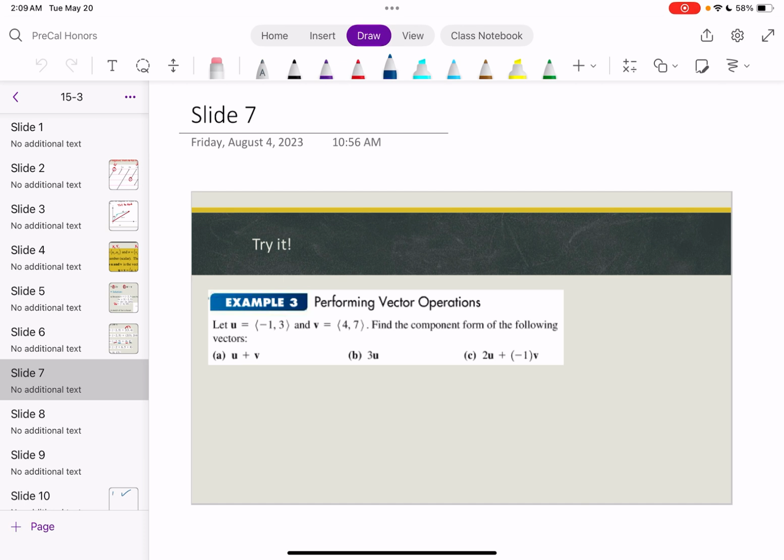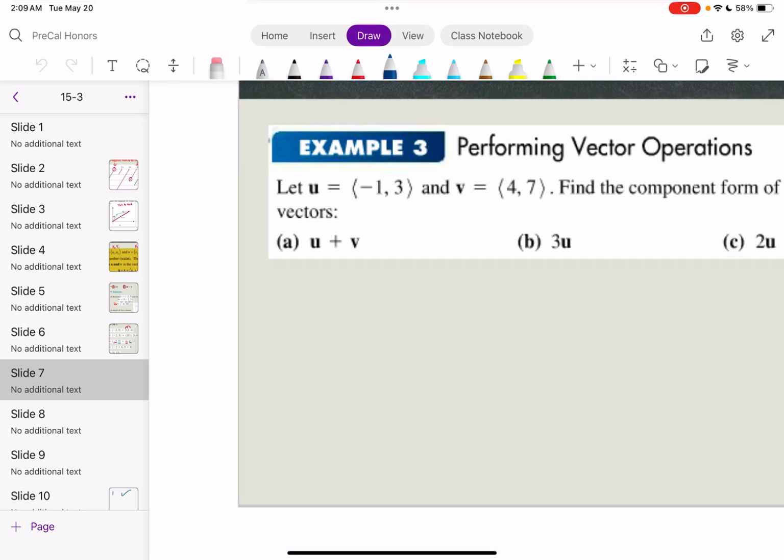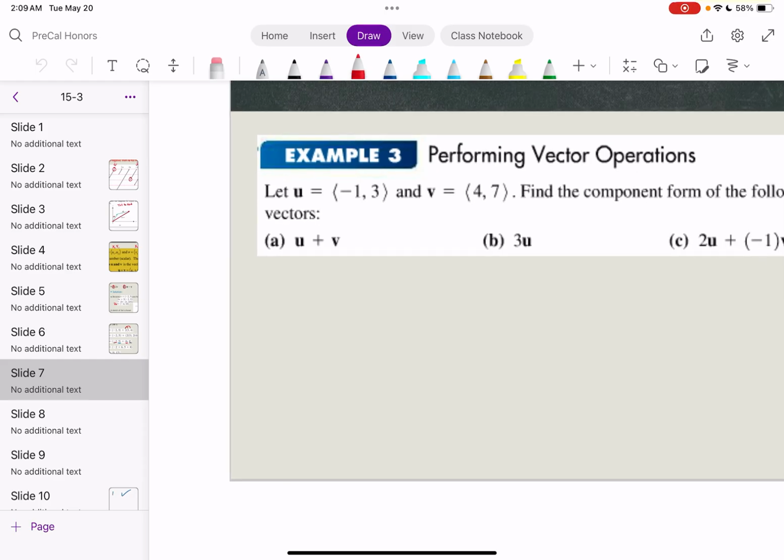So taking a look at slide 7, we start off with u plus v. In this case, we have -1 plus 4 comma 3 plus 7. Here we would end up with 3 comma 10 as our vector for u plus v.